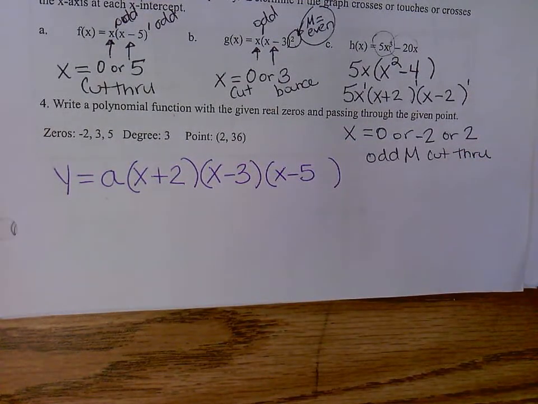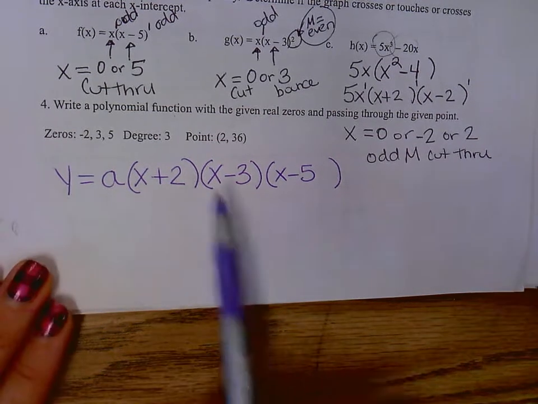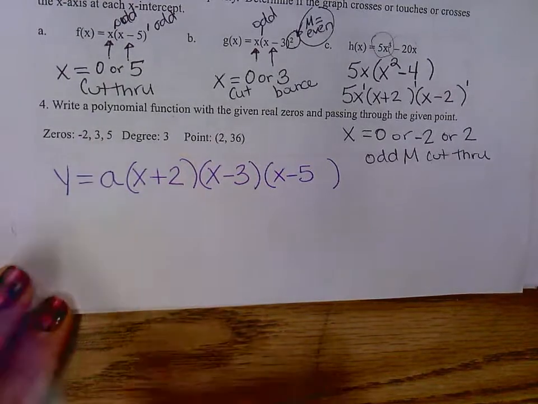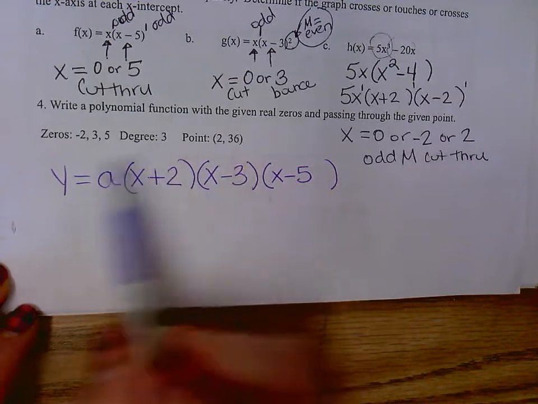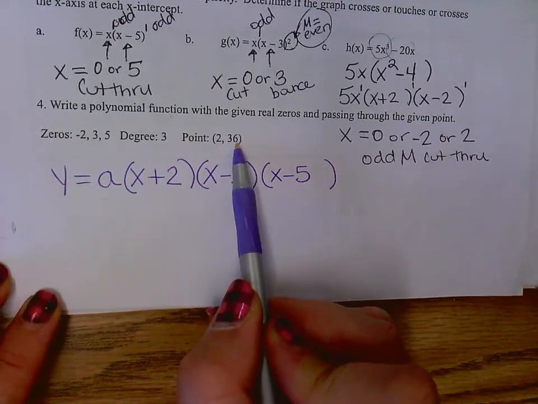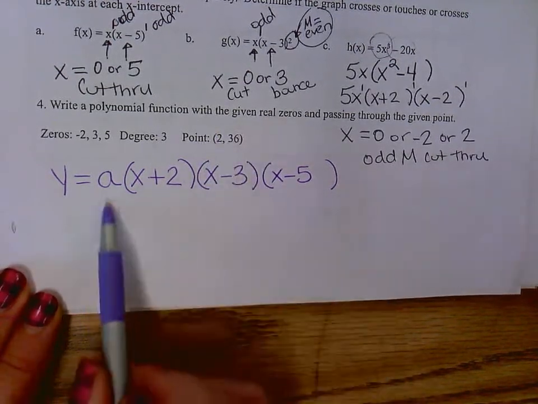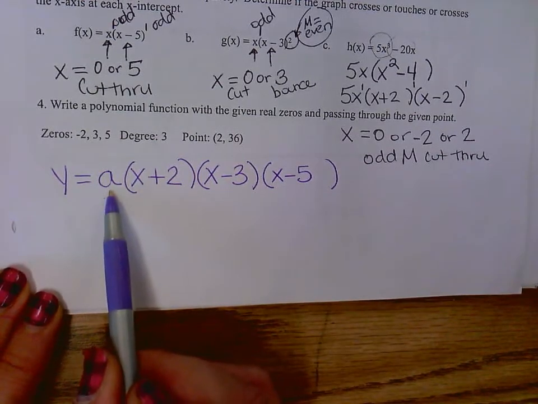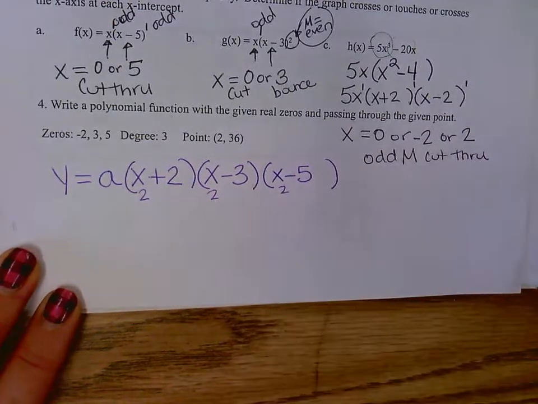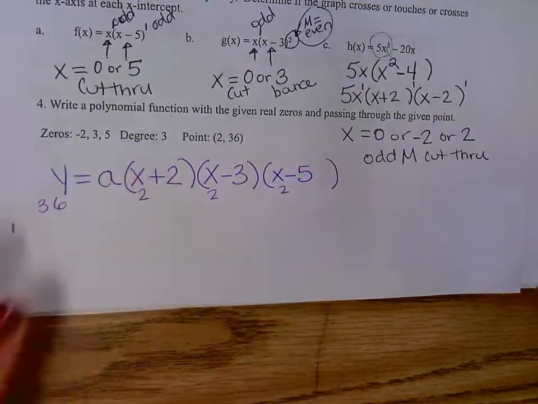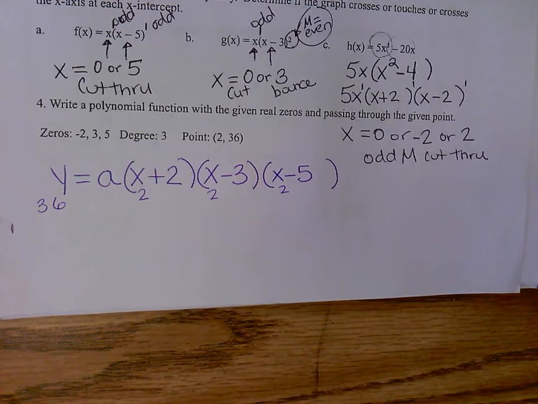Does that kind of make sense where I got those factors from? You should be able to get the factors from the zeros. This little bit challenge part says, okay, this function goes through the point (2, 36). You need to use that to figure out what that stretch factor is. So we're going to plug in the 2 for all of the x values, and we're going to plug in 36 as the y value and see if we can do the algebra to figure out what a would have to be.